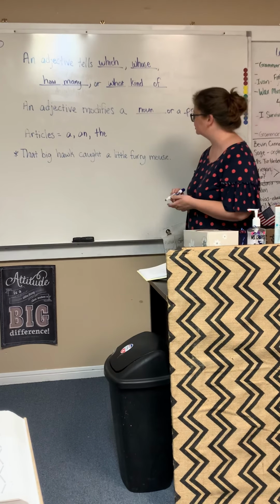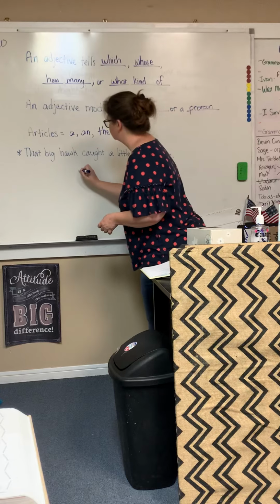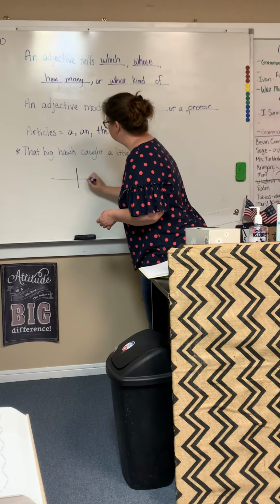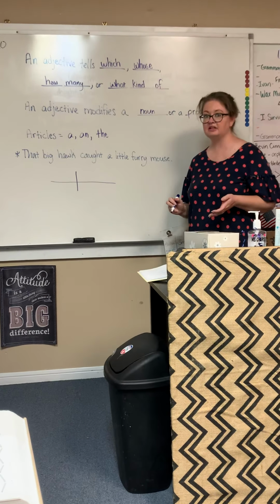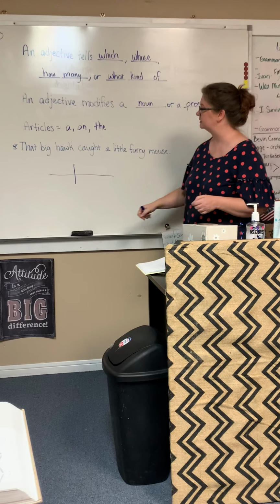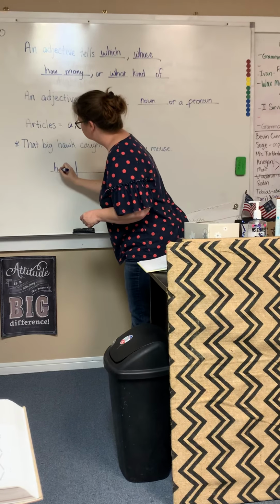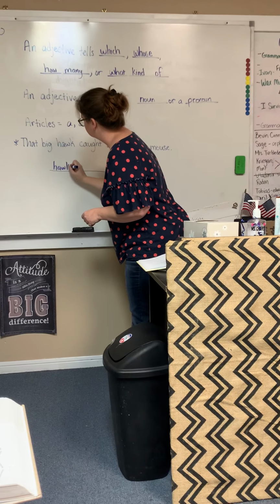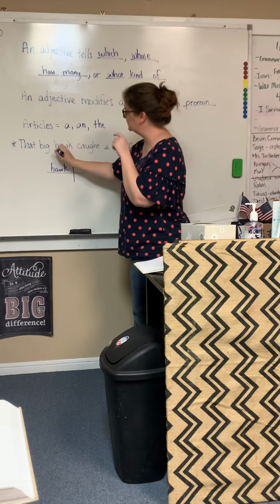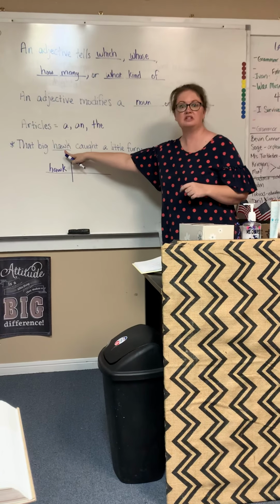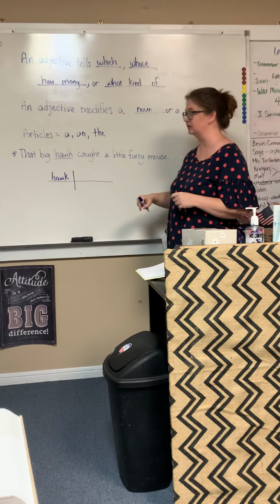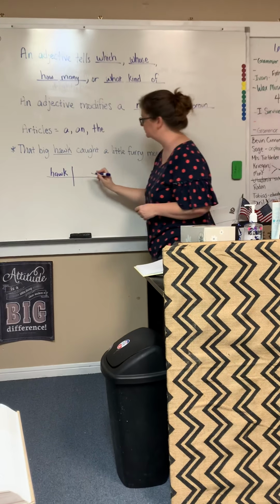That big hawk caught a little furry mouse. So before we do anything, we're going to start with our sentence skeleton. What's my subject? Hawk. Okay, then we're going to say, what did the hawk do? Well, it caught.